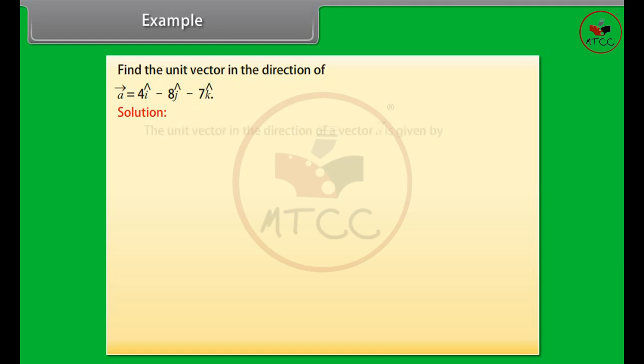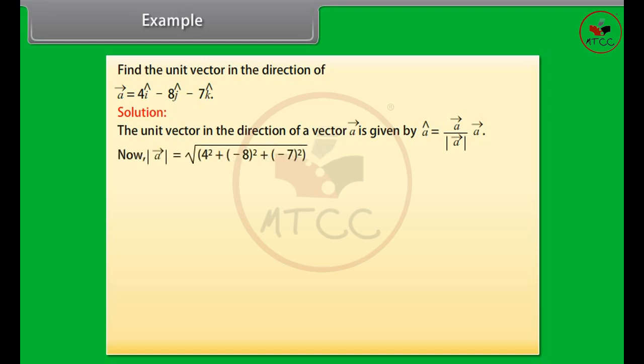Example. Find the unit vector in the direction of vector A equals 4 cap i minus 8 cap j minus 7 cap k. Solution. The unit vector in the direction of vector A is given by cap A equals vector A upon mod of vector A. Now, mod of vector A equals square root of 4 squared plus (minus 8) squared plus (minus 7) squared equals square root of 16 plus 64 plus 49 equals square root of 129 equals 11.35.